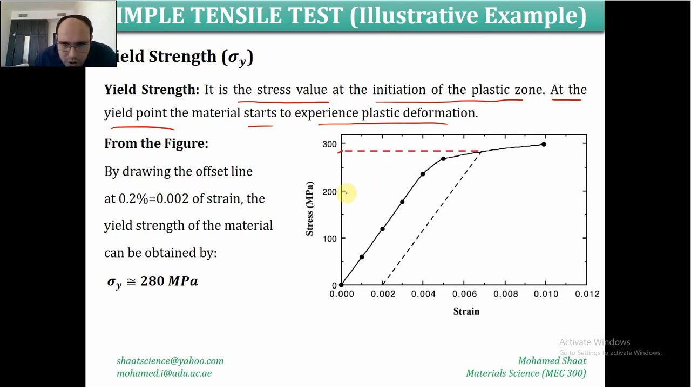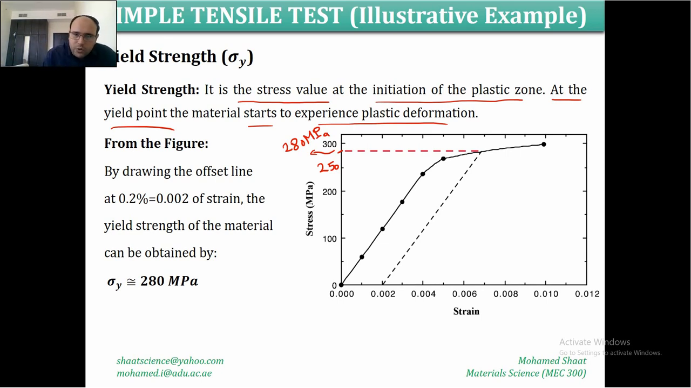If this is 200, and this is 300, it means that this dash in the middle should be 250. And as you can see, this point is somehow closer to the 300. So we can approximately determine this one as 280 megapascal, which is going to be the yield strength of this material from the figure, approximately.